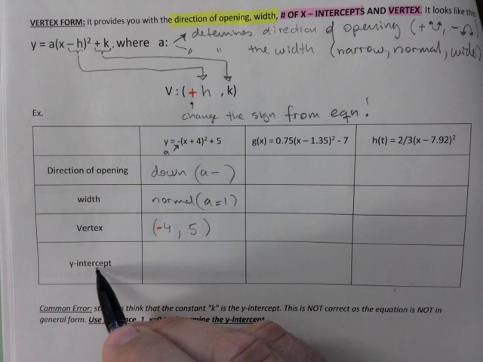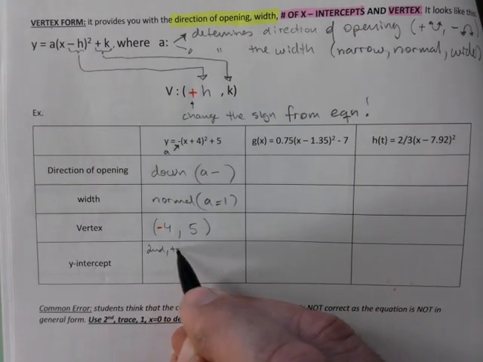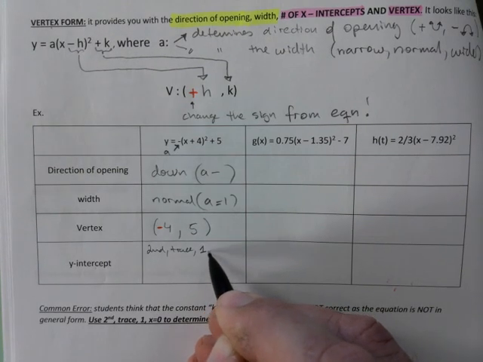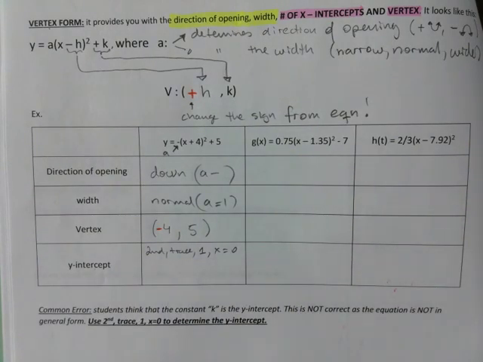Y-intercept, 5, right, Mr. Dixon? 0, 5, right? Because you told us no. So you got to use second, trace, 1, x is equal to 0. That's how you're going to find it for all of them. You're going to have to find it that way.